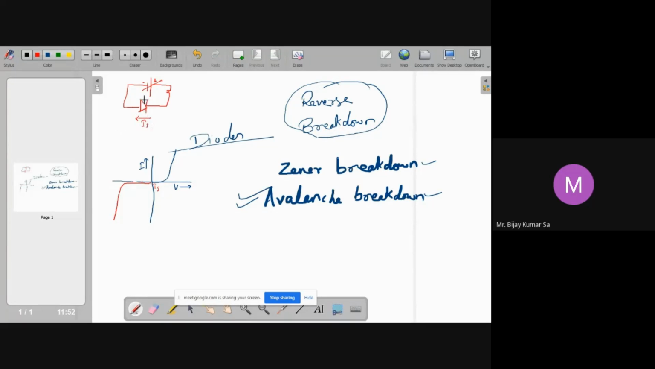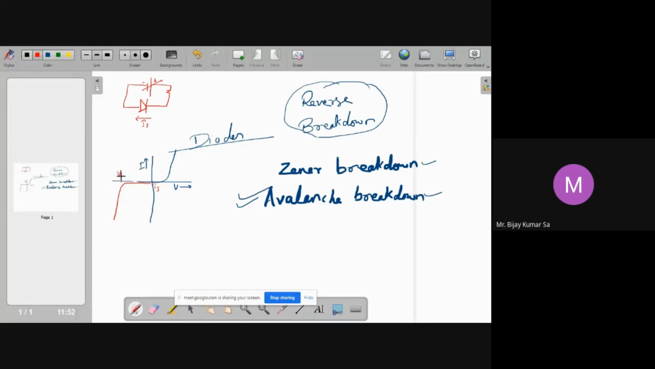Keep note that the direction of IS is opposite to the direction of diode current. The diode direction is this, but the IS current direction is this. That's why it is a reverse current, and this IS is in the microampere range. So what is breakdown voltage?